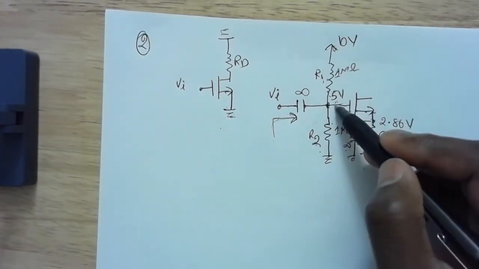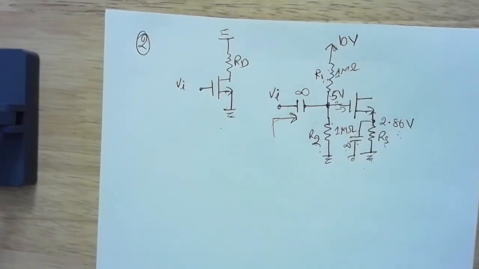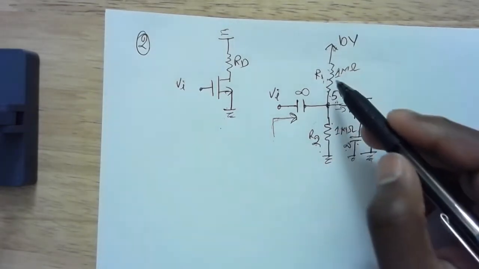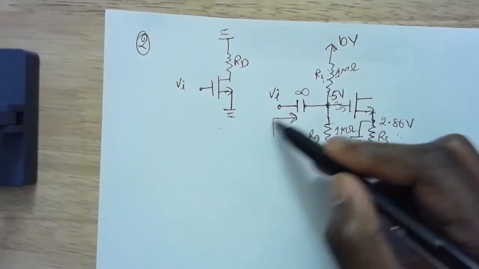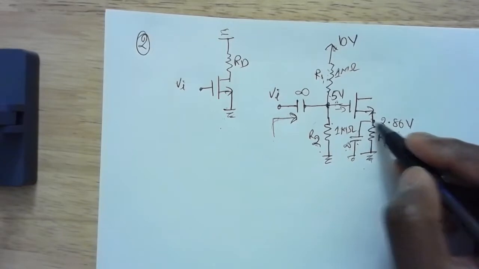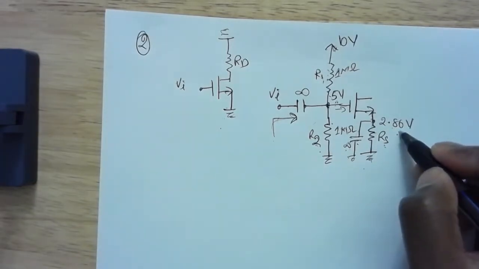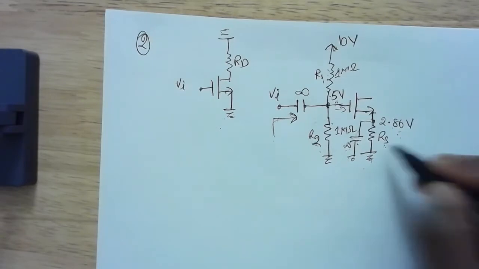And we are setting this to be 5 as a byproduct of making these resistances equal. We are setting these resistances equal because we want high input impedance. So we went all the way over there, and then we said this should be 2.86. Now, if this is 2.86, then how much should RS be?